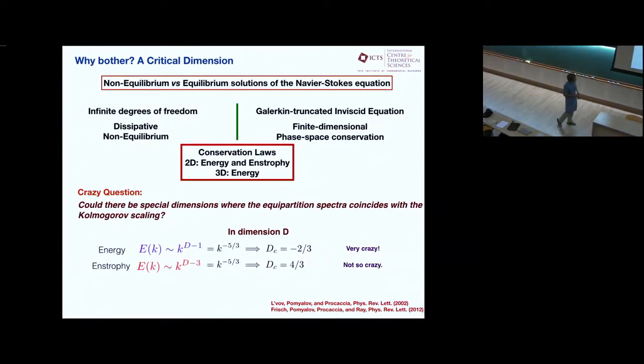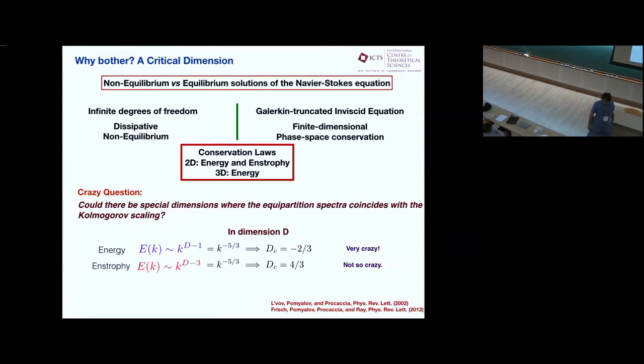So the question then is, are there special dimensions where this equipartition spectra coincides with Kolmogorov results? Imagine that there's a dimension d, and if you're thinking of just the energy conservation, then you end up with a critical dimension which is minus 2/3. That's completely crazy. It's hard to imagine what sense you can make of dimension minus 2/3. However, if you're thinking of the entropy conservation law, which 2D Navier-Stokes guarantees you, you end up with a critical dimension 4/3, a little less than 2, and that doesn't seem too bad.